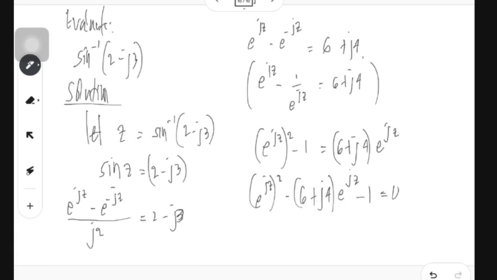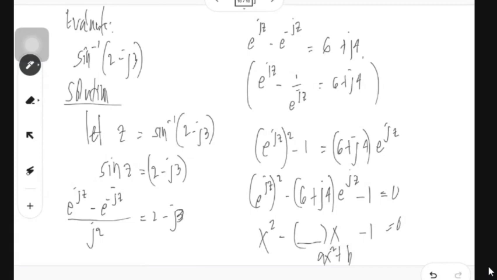Kung halimbawa, papalitan ko yung e to the jz ng x. Hindi ba ito yung magiging x squared minus the quantity x then minus 1 equal to 0? Hindi ba ito ay quadratic in nature? Tama ba ako? This is quadratic in nature. Yes, sir. Oh, then we can apply quadratic formula. Di ba? Quadratic formula.